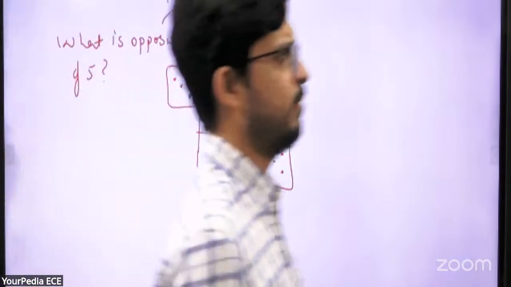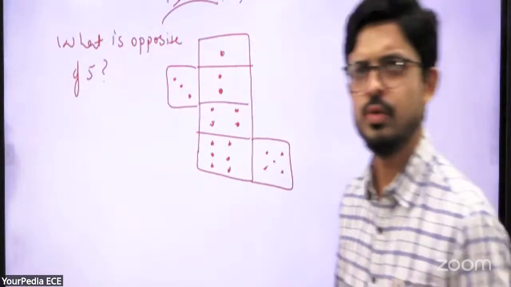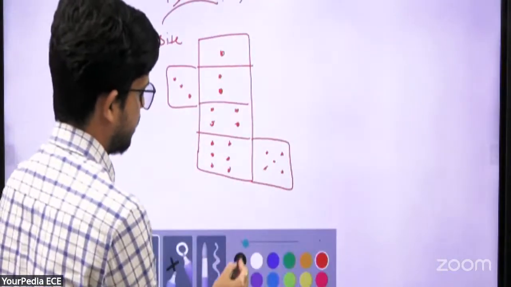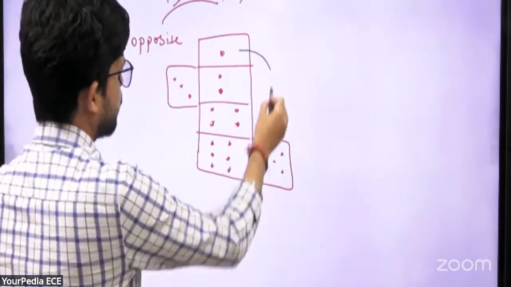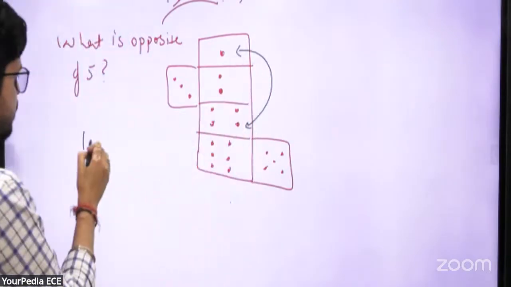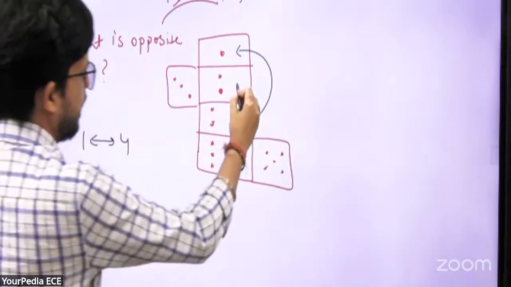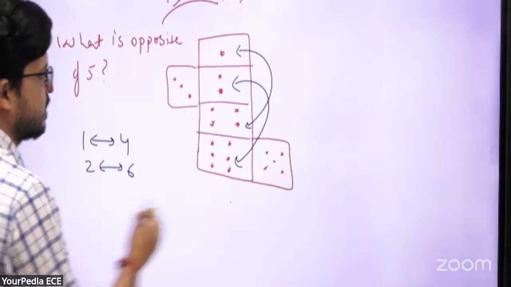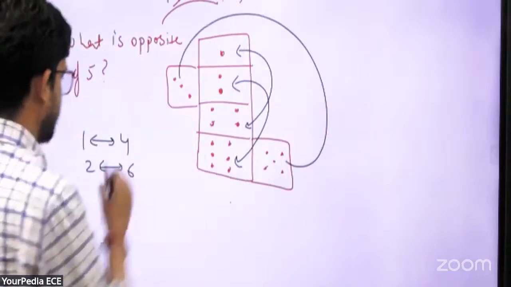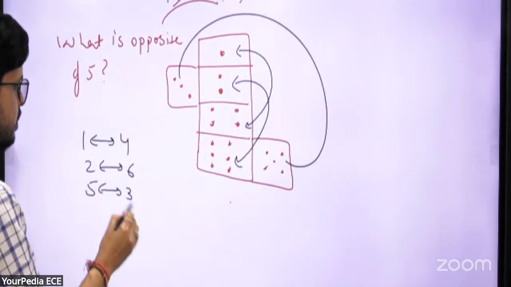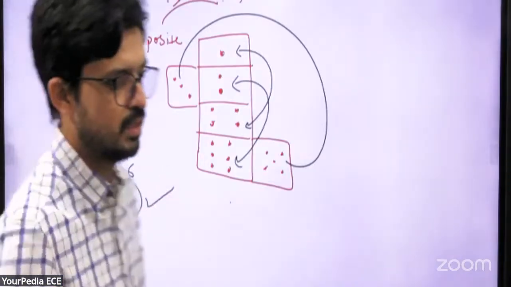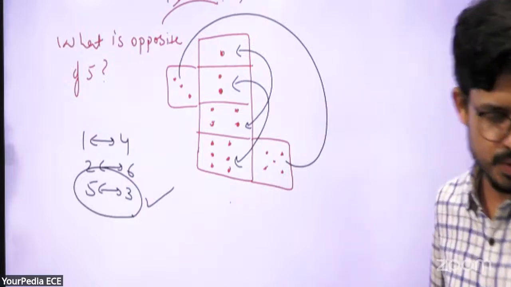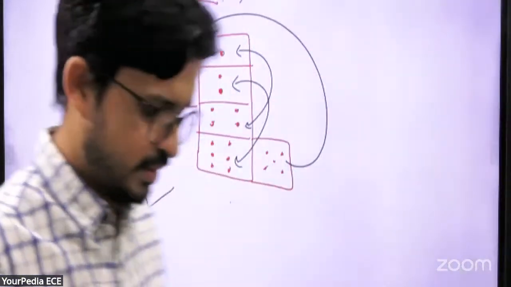Now in this type of open dice question, what do you have to do? You have to do nothing. Just follow the sequence. Opposite of 1 will be 4, and opposite of 2 will be 6. So opposite of 5 will be 3. So our answer will be 3. Very simple question. Okay? So what will be the answer to our question? 3.